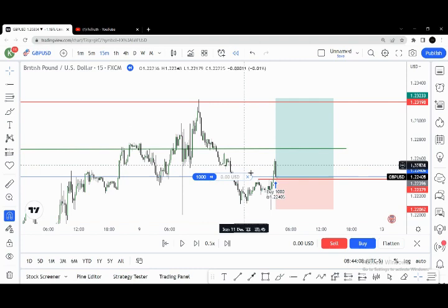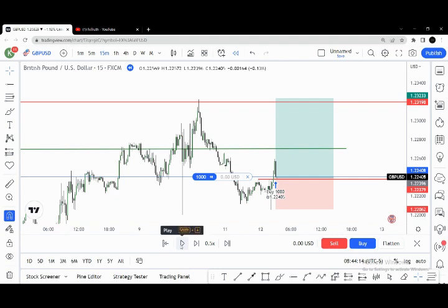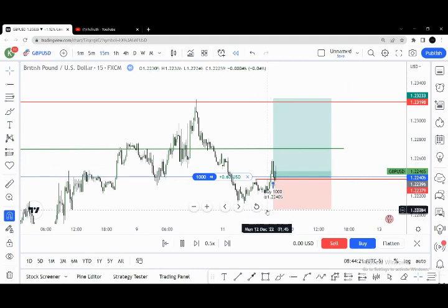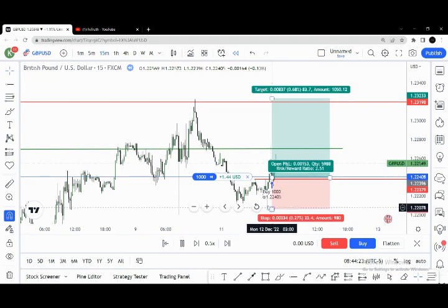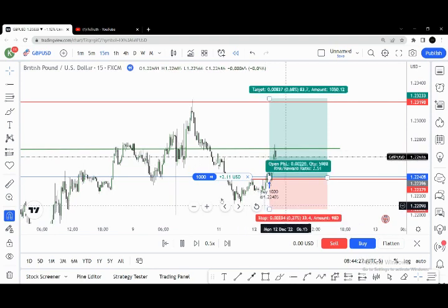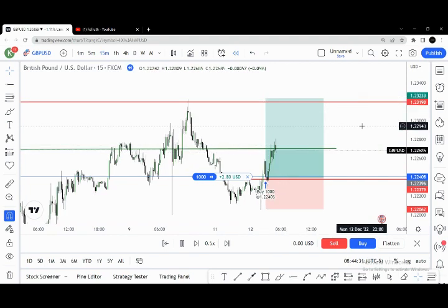So let's see if price will expand to that high, seeing that price has engineered liquidity at this particular area right there. So I'm going to be pressing play. Let's see how it goes. So we don't want to see price come to this particular low right here. Price coming to this low will be violating our entry. So we want to see price expand all the way to that high.